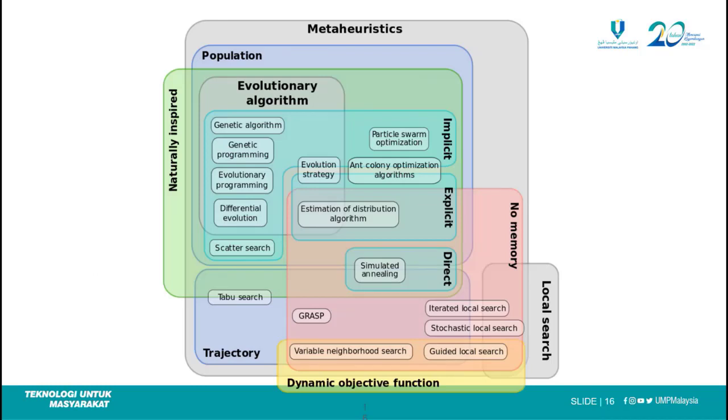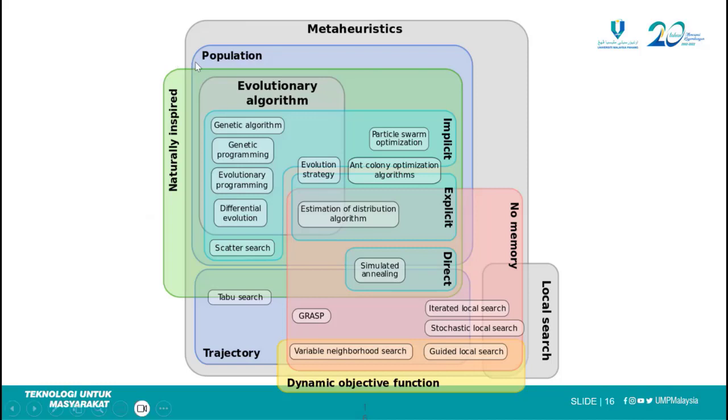So this is one of the figures showing the subset of metaheuristics, which consists of the population-based approach, also evolutionary algorithms, including the trajectory approach, local search, and so on. So this is only one of the categories, one of the classifications of the metaheuristics.